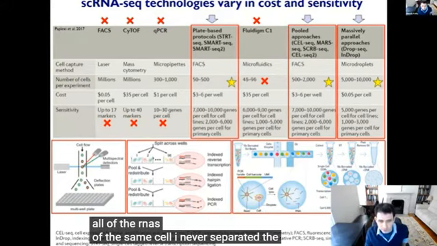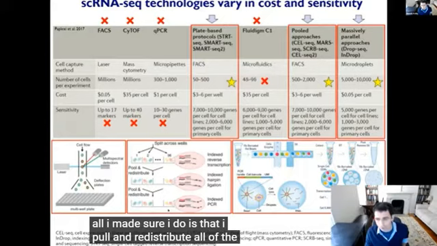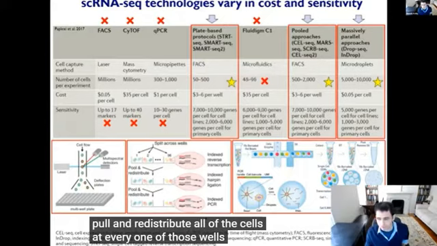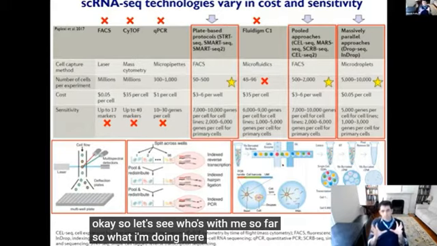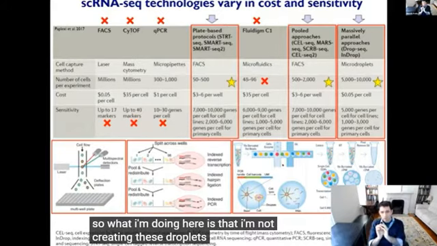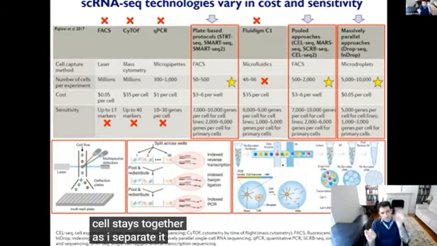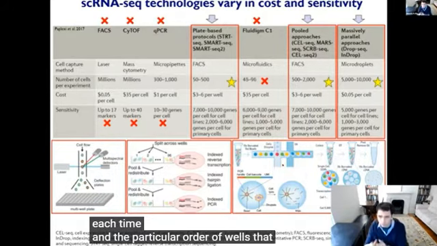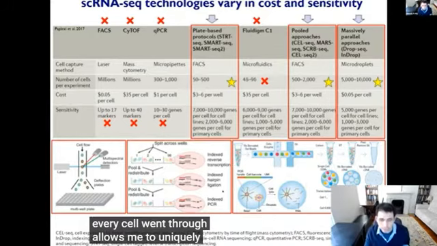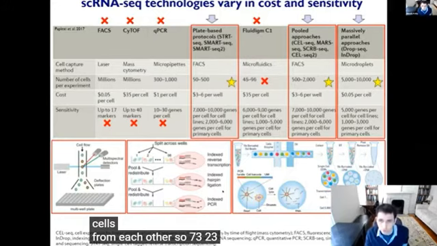I never separated the cells individually. All I made sure I do is that I pool and redistribute all of the cells at every one of those wells. Okay, so let's see who's with me so far. So what I'm doing here is that I'm not creating these droplets. Instead, I'm just making sure that every cell stays together as I separate it into different wells each time. And the particular order of wells that every cell went through allows me to uniquely distinguish those cells from each other. So 73, 23, 500.